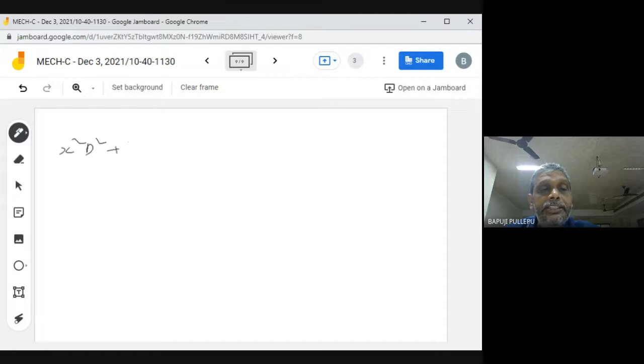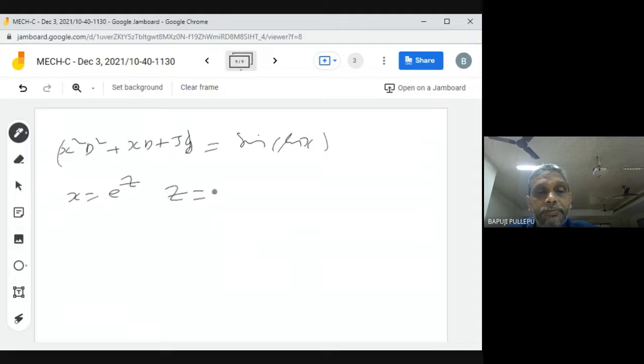x square d square x d plus 5 into y is equal to sine of log x. Correct? In this case, what will you do? Put x is equal to e power z, so z is equal to log x. Alright, very good. Log x. Now x square d square becomes what?